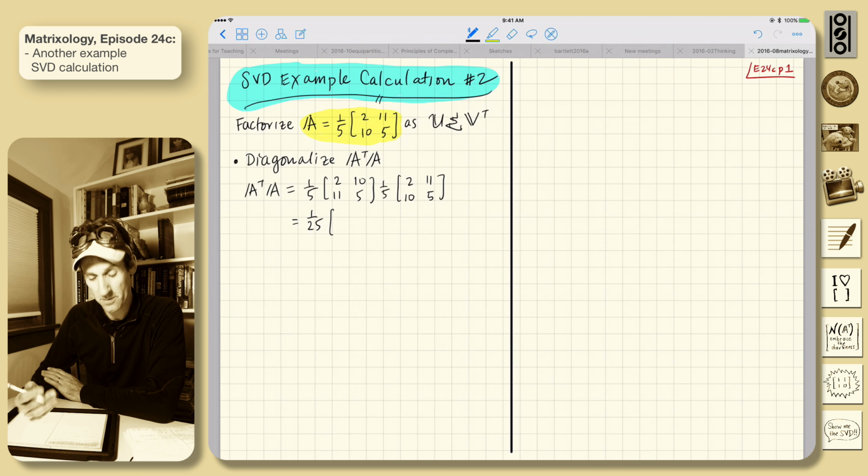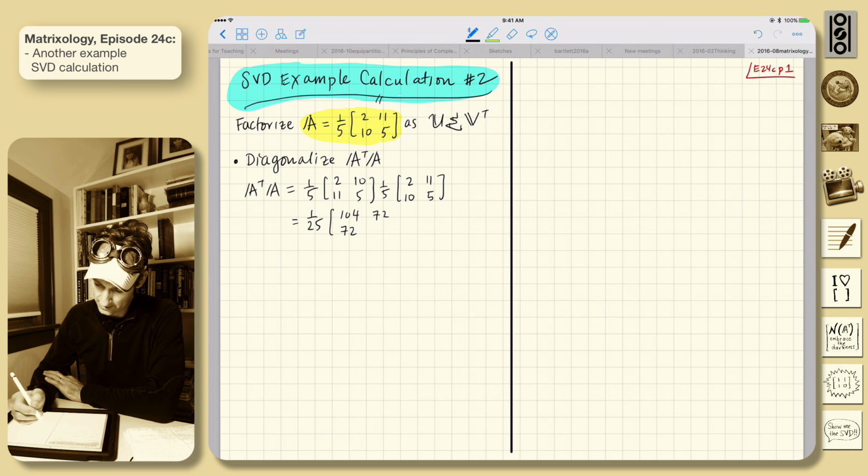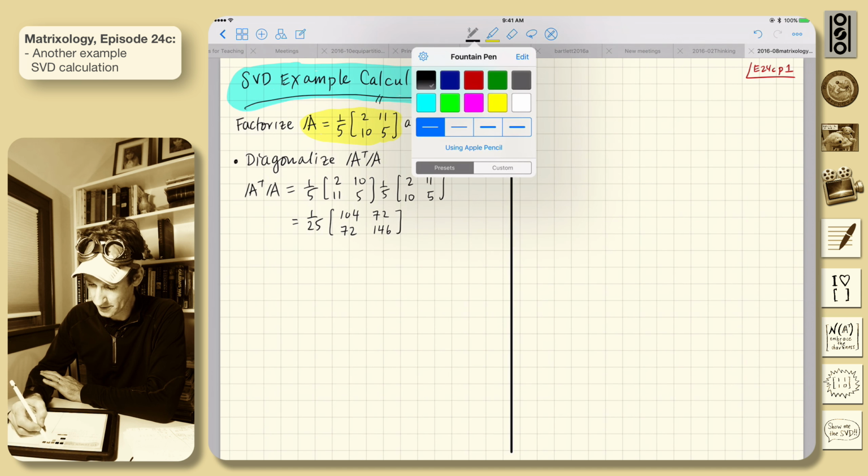So there's an extra little sneaky monk trick that we'll bring in here. This is a funny looking business, right? So we have the 1/25 at the front. We have 104 here, and then 22 plus 50, so it's going to be 72. And then we should get the same thing here again, 22 plus 50, 72. Symmetric, right? And the last thing is 121 plus 25, so 146.